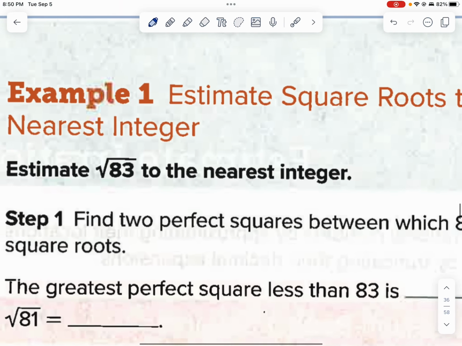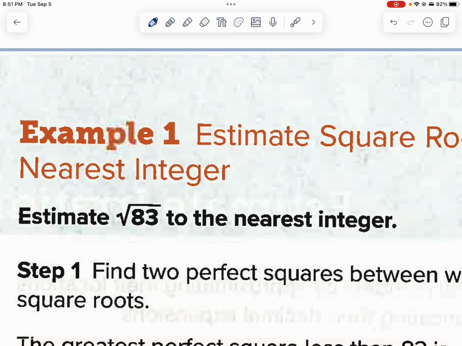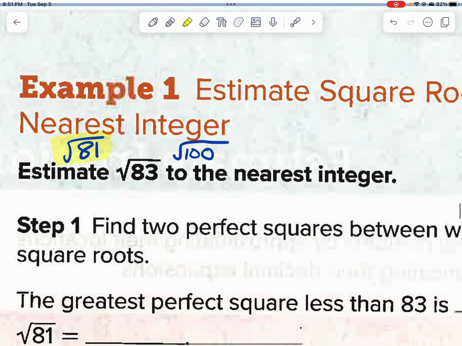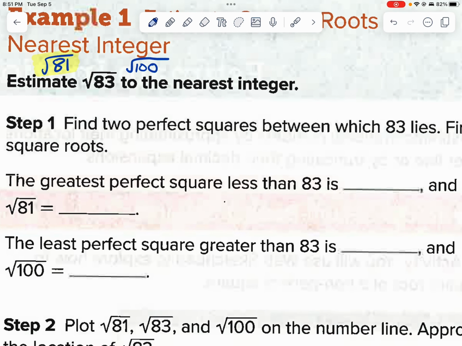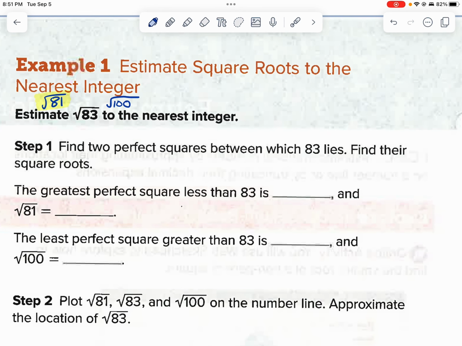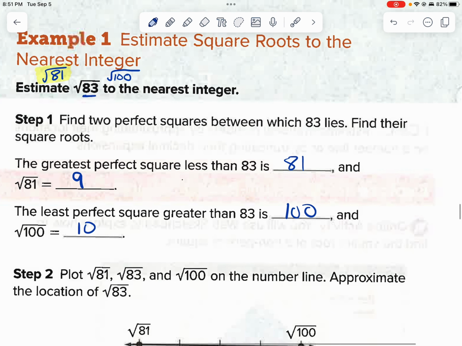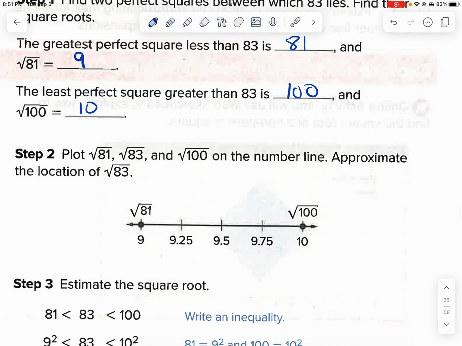Okay, so let's come here. 83. So I'm going to look on my list of perfect squares, and what is it in between? 81 and 100. Which one is it closer to? It is closer to the square root of 81. So that means it's going to be between 9 and 10. It's close because 83 is closer to 81. I'm going to say somewhere about here.